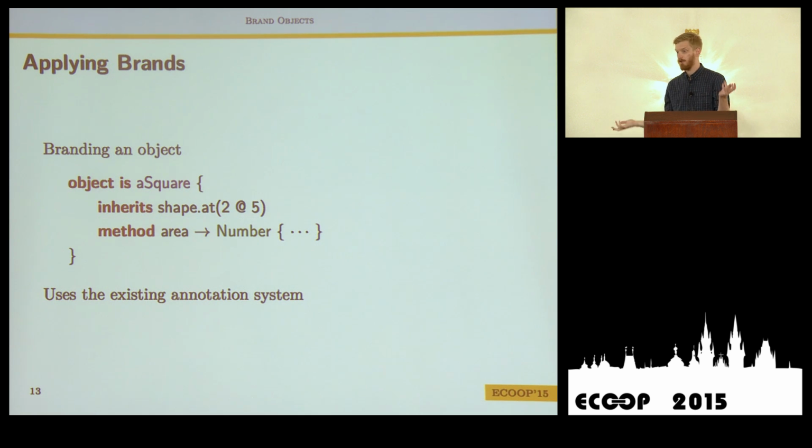And then we can brand an object. So in this case, we're saying this object is a square. And the is notation is just the existing annotation notation. So there are other things we can write there, the already existing annotations that we can put in an object, and the brands that are constructed from brands are also annotations.